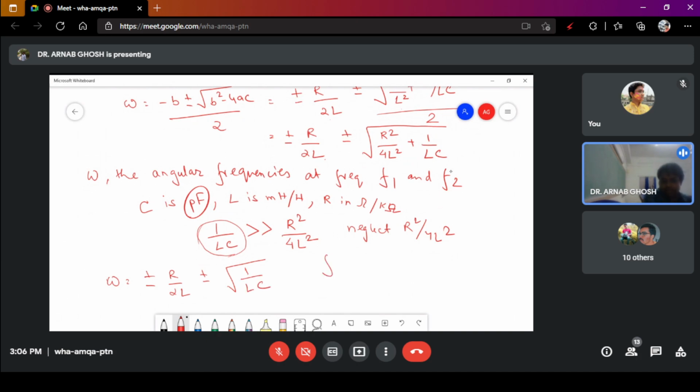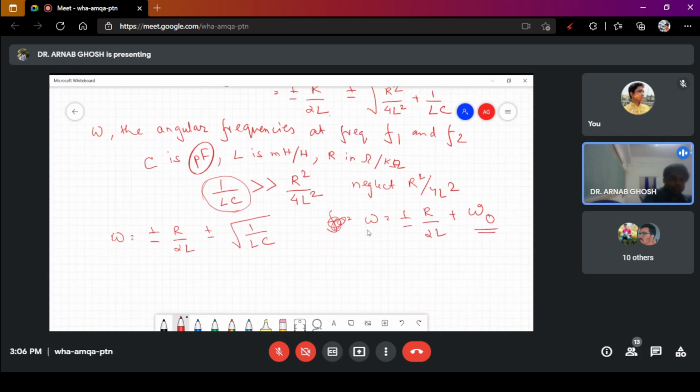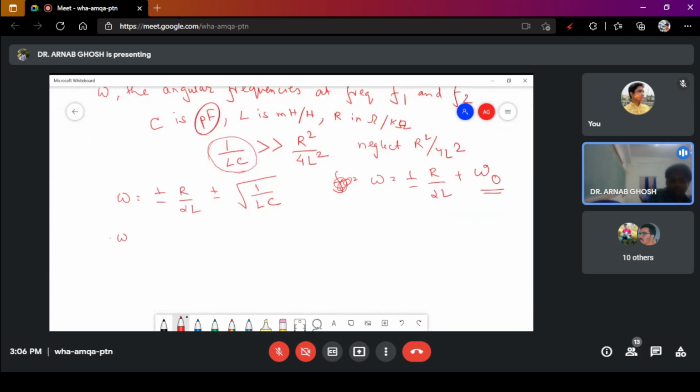So what is omega becoming? Your omega is becoming plus minus R by 2L plus omega 0. Omega 0 is 1 by root over LC, right? So this is becoming the resonant frequency. So what are the two values becoming? Omega 1 is omega 0 plus R by 2L, and omega 2 is omega 0 minus R by 2L.